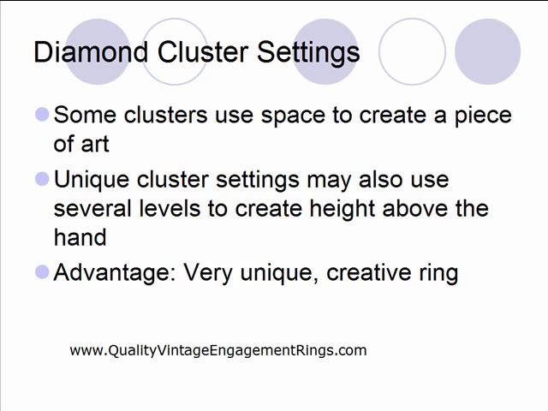The diamond cluster settings have so many different types of ways that you can cluster the stones. Some of the clusters use space between the stones to create a piece of art. For example, the metal may cover quite a large portion of the finger, and the gemstones may be just scattered sporadically throughout that metal. Other times, the clusters are very close together and very tight, so there's not a lot of space between the stones, or it may be a combination of both.